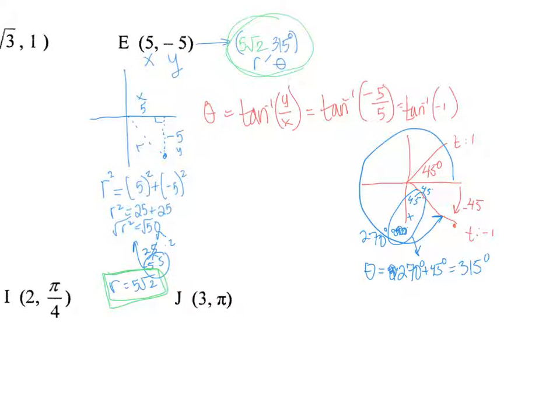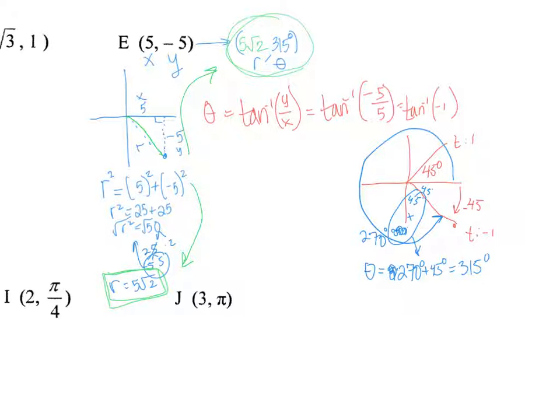Okay, I'm going to hop around. I'm just going to show you a few of each. So now E, we have our ordered pair written in rectangular form. To go to polar form, we first again find r. So r is going to be the hypotenuse, the distance from the center to that point. Use the Pythagorean theorem, you get 5 root 2. So I inserted that value up here.